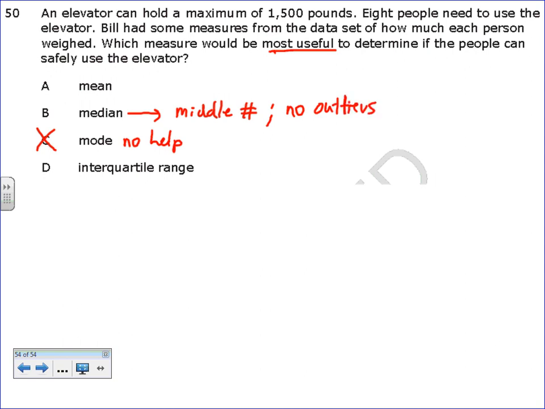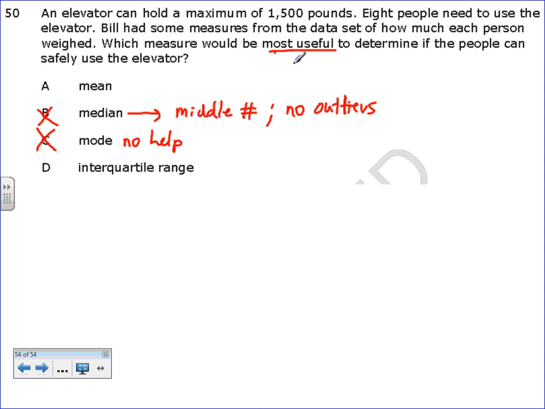If we have these 8 people, and everybody's ranging between 100 and 200 pounds, and all of a sudden you have somebody who's 375, that's not going to show up in your median, but we need to know that because they're going to throw this off. We might get our maximum. Okay? So I need to know if there's outliers. The median does not show me outliers, and that's the problem.